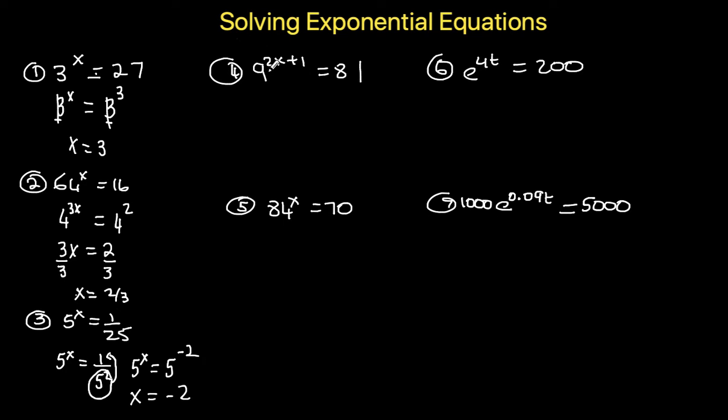All right, number 4, this is a 9. I know I can make that a 9. So we have 9 to the 2x plus 1 equals 9 squared. 9 times 9 is 81. Make your exponents equal. 2x plus 1 equals 2. And then just solve this. So move what's around the x first. Subtract 1. 2 minus 1 is 1. And then divide by 2. So you will get x equals 1/2.